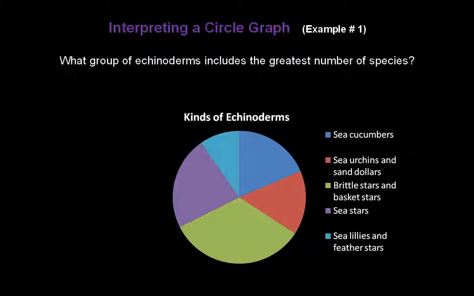What group of echinoderms includes the greatest number of species? Since we're looking for the greatest number of species, we're looking for the largest sector or slice of the pie. That's obviously the light green section down at the bottom, and that's our brittle stars and basket stars.